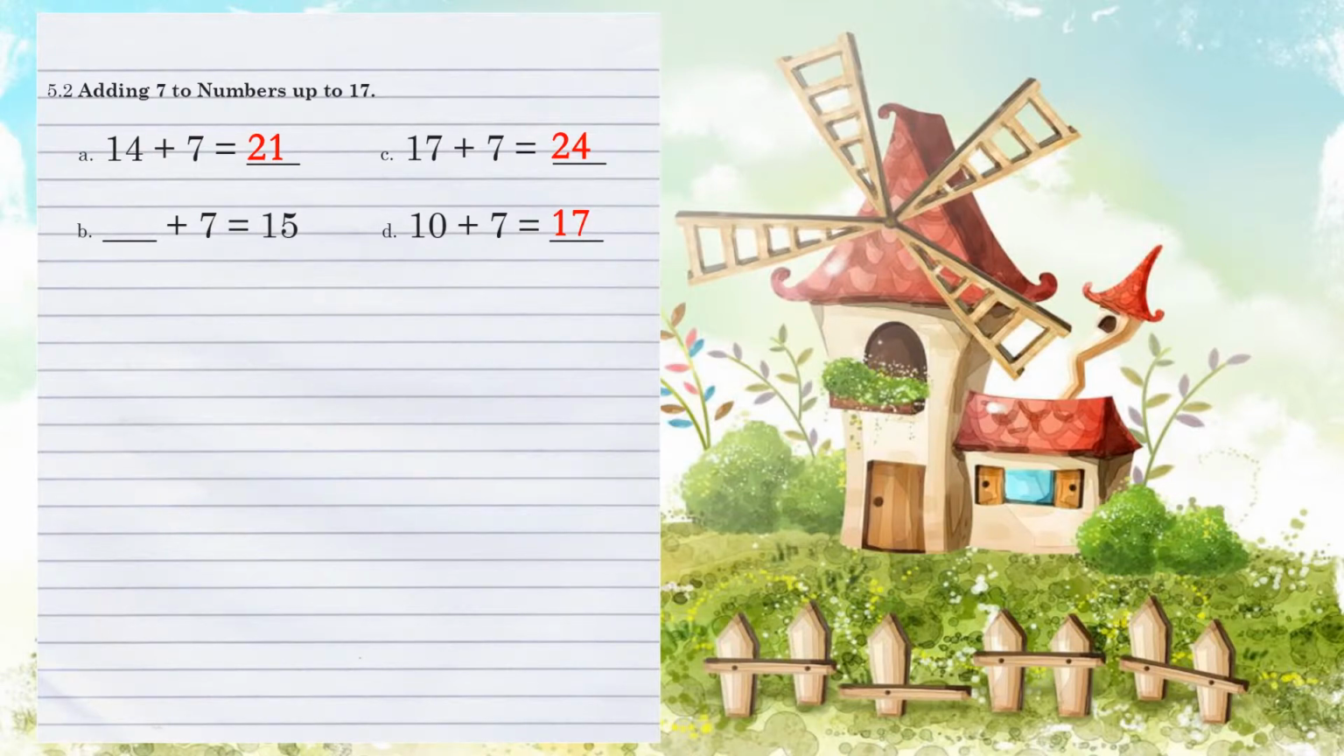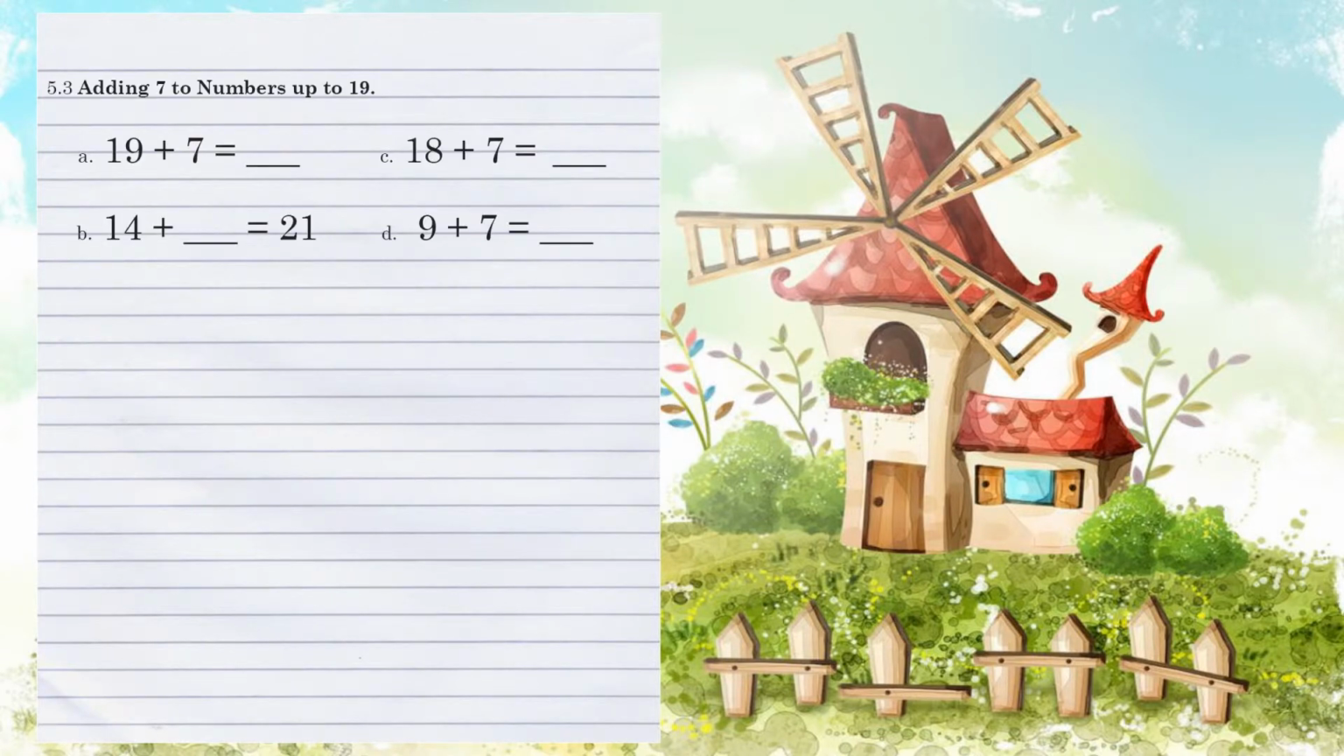What number plus 7 equals 15? Let's go ahead and use our marks and count from 7 to 15. We have 8, 9, 10, 11, 12, 13, 14, 15. You have to count your marks. There are 8 of them. So that means we started with 8 to add 7 to get 15.